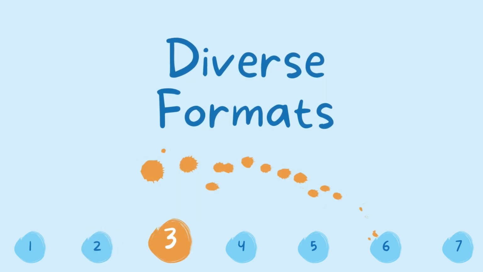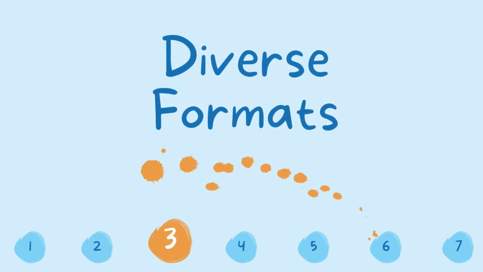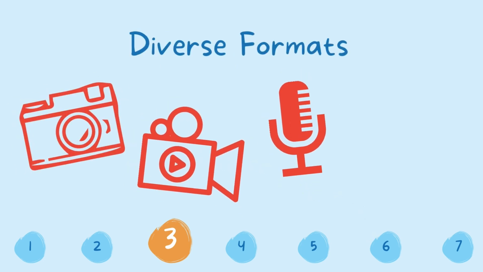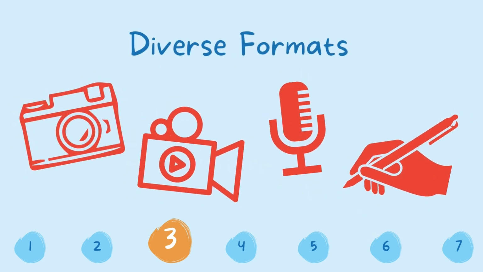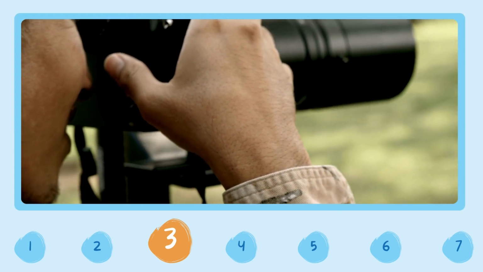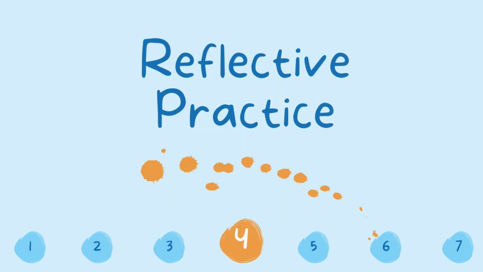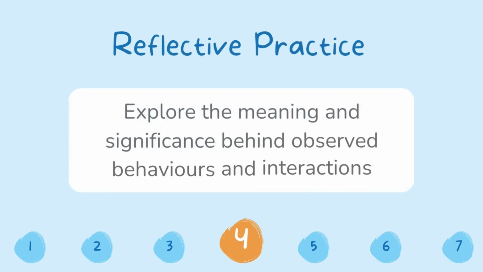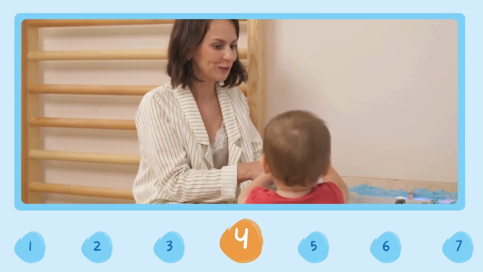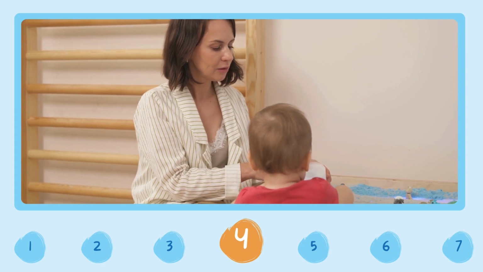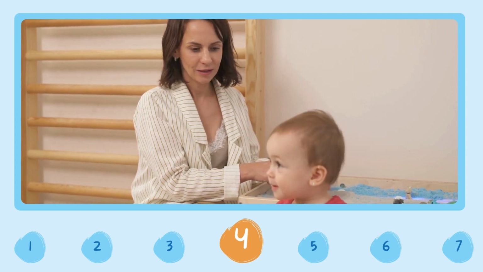Diverse formats. Use diverse formats and mediums to document learning experiences such as photographs, videos, audio recordings and written observations. Select formats that best capture the richness and complexity of children's learning in authentic and engaging ways. Reflective practice. Engage in reflective practice when documenting children's learning, exploring the meaning and significance behind the observed behaviours and interactions. Consider the context, connections and implications of children's actions to deepen understanding and to inform future planning.